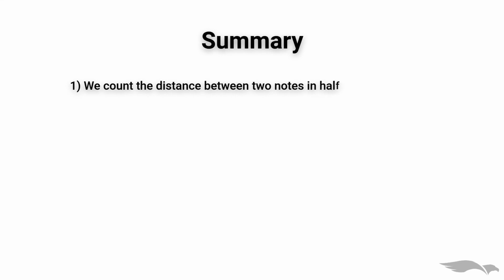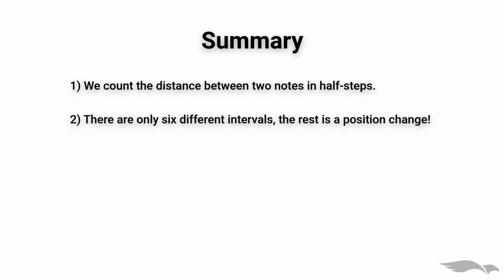Here's a quick recap of what you know by now. In interval theory, we measure the distance between the notes, vertically and horizontally. There are only 6 different intervals. Everything higher than this is a position change. The circle of fifths is the most popular root cycle, but in total, there are 6 at our disposal. That is the RC1 to the RC6.